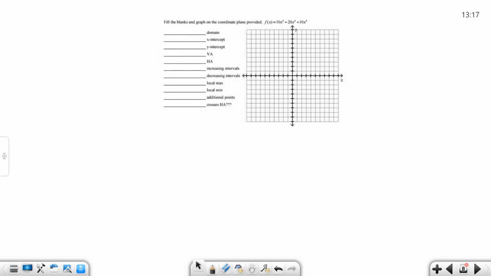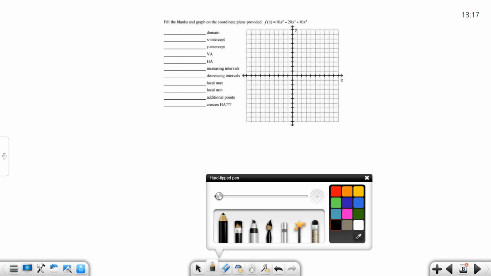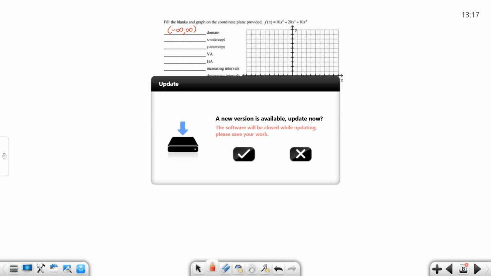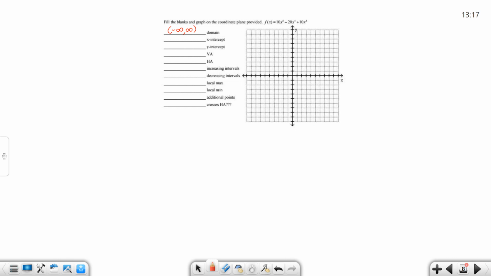Okay, we're going to continue our discussion of curve sketching. This time we have a regular polynomial. So the domain of a polynomial, of course, is just all real numbers. There's no denominator. There's no even radical, so it's just all real numbers. To find the X-Intercept, we set this function equal to 0.